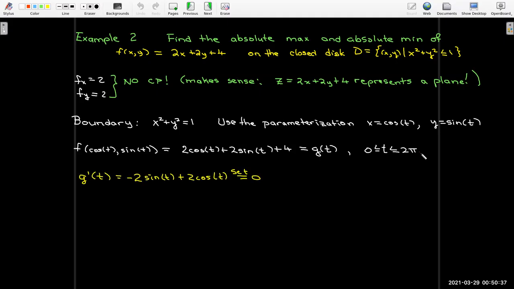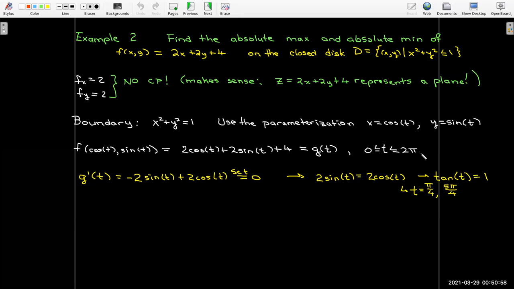So now I have another calculus 1 problem. So I'm going to find any critical numbers. So I'll take the derivative. I'll set that equal to 0. When I solve that, I'm going to get tangent of t equals 1. And tangent of t equals 1 between 0 and 2 pi when t equals pi over 4 and 5 pi over 4. So once in the first quadrant, once in the third quadrant.